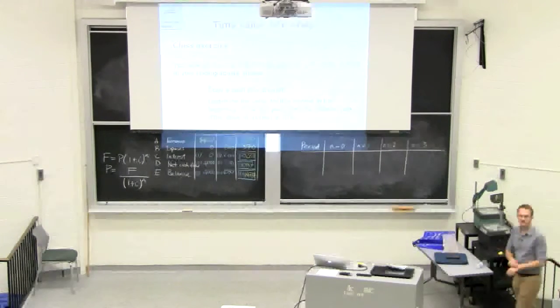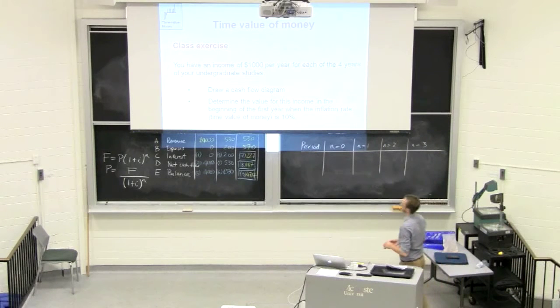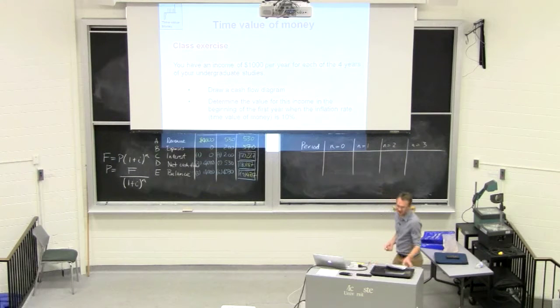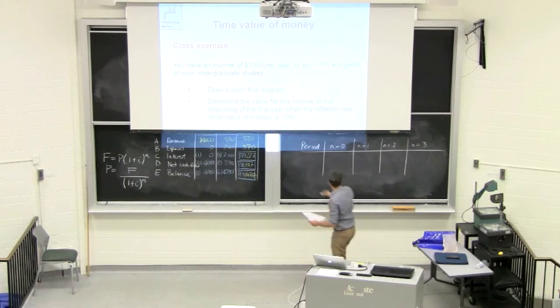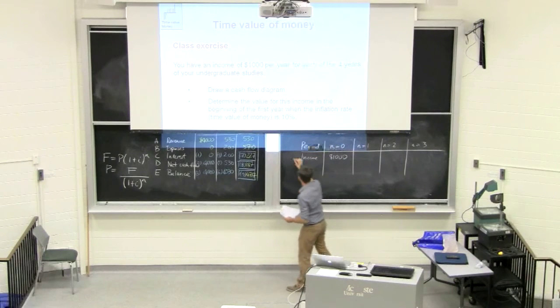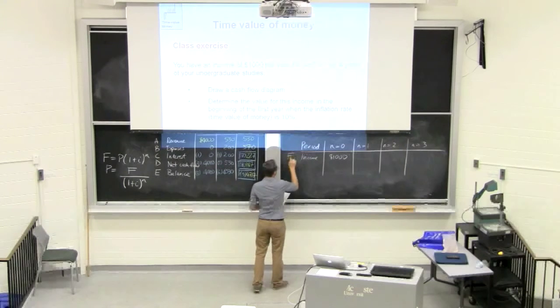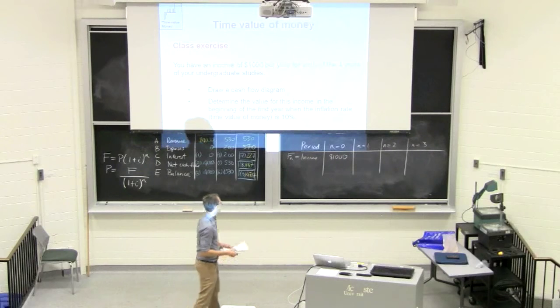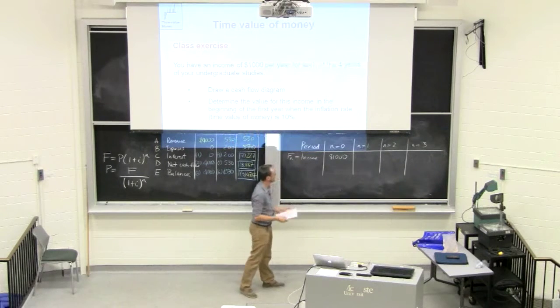Anyone got a number? 3486. What did you say, Mark? Andrew? 3482, 3486. Okay, so let's take a look at that. In period zero, you've got income of $1,000. That's your money that you're receiving, and that's FN, the flow of money, the cash flow in the future period. It happens to be in the zeroth period that you receive the money.